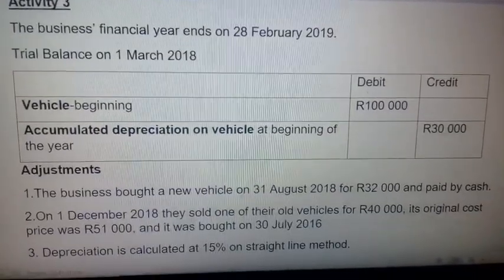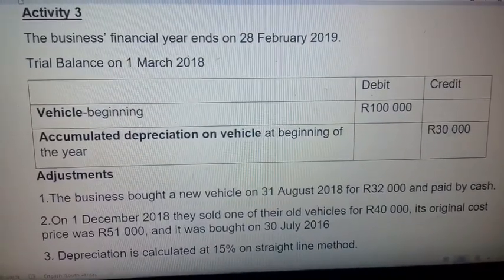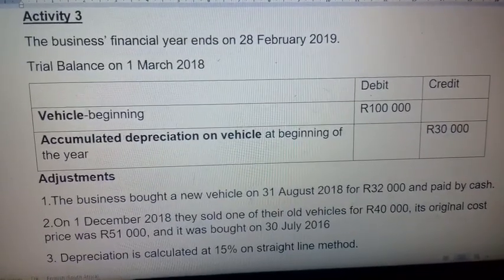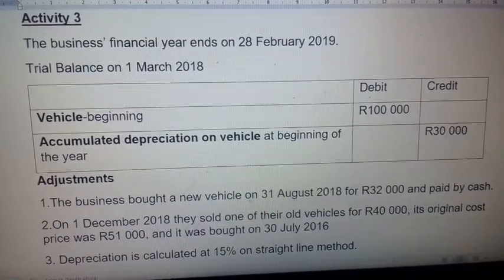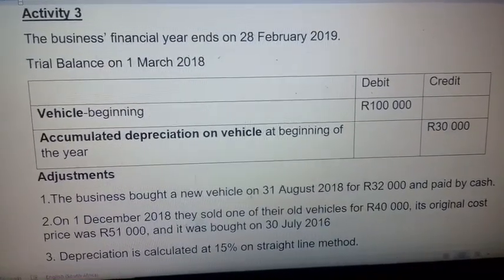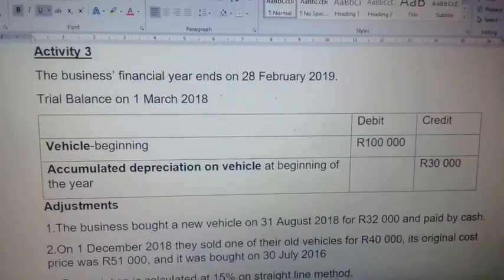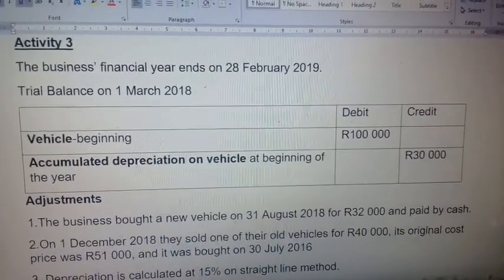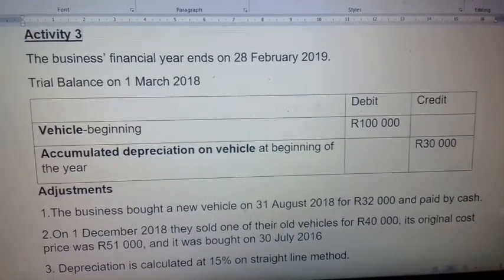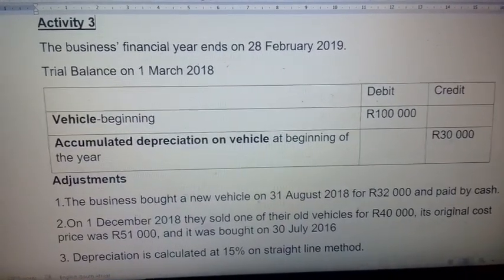I hope you have attempted this question, so we can start. They said the business financial year ends on 28 February 2019. The trial balance is on 1 March 2018. They've given us the vehicle at the beginning of the year, and the accumulated depreciation on vehicle at the beginning of the year.